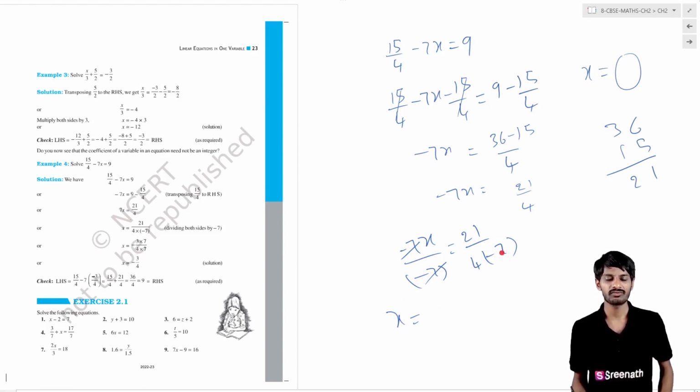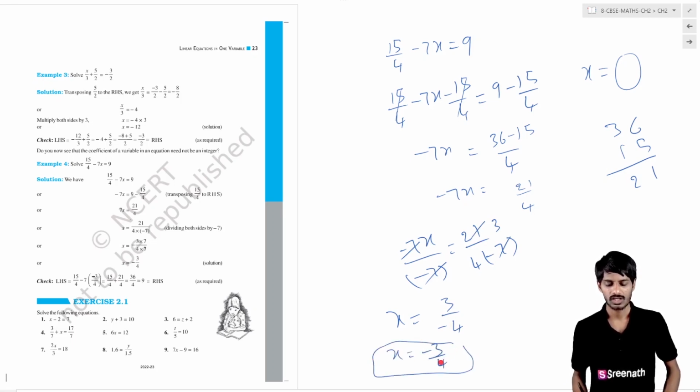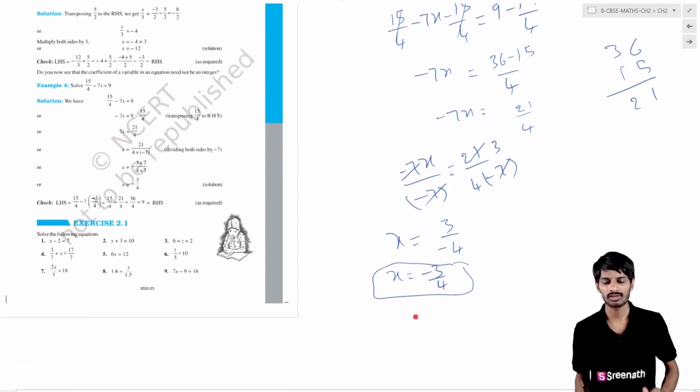That is 21 divided by 4 into 7. So 7 will be cancelled out in 21, 3 times. So that is 3 divided by minus 4. So that will be written as minus 3 by 4. So finally we have found the value of x. So in this way we can solve the equations.